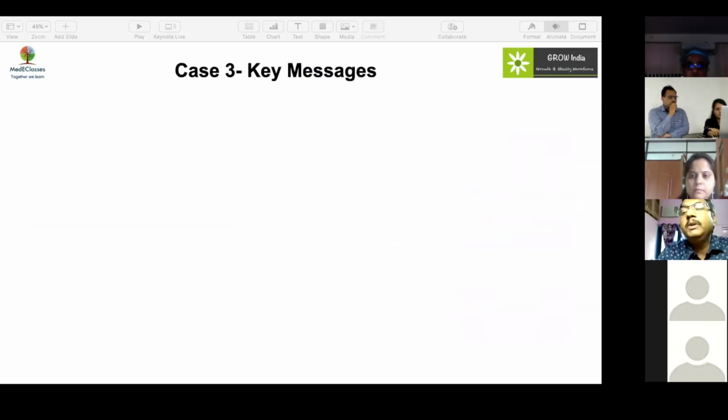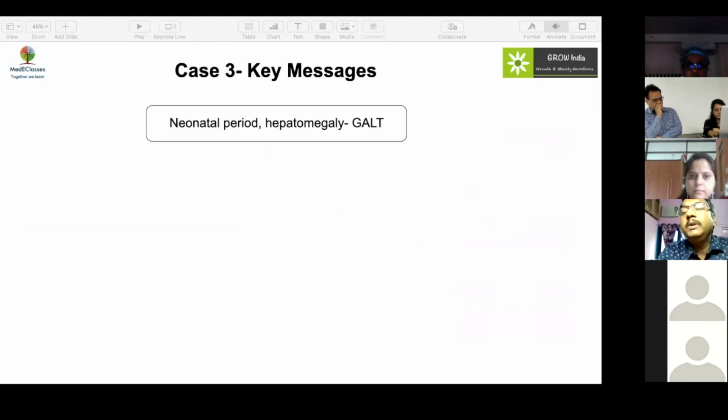So in this case, what is the key message? This was a baby who is having a normal neonatal period, having hepatomegaly. So a GALT assay should be done because he had urinary reducing substance positive.